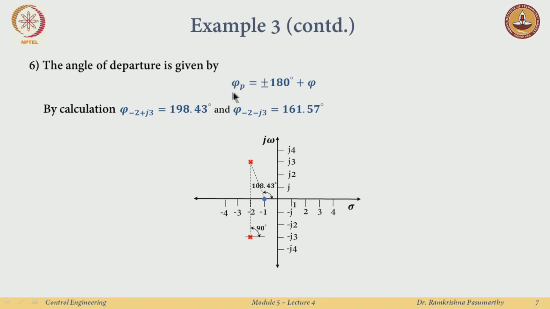Then there's this formula: phi of p, if I am looking at this pole, would be plus or minus 180 plus the contribution of the other two poles. If I am computing phi for this pole, it would be the angle contribution of these other two poles. I can just compute. This is very straightforward to check: phi for this pole would be 198 this way, and phi for the pole at minus 2 minus j3 would be 165.